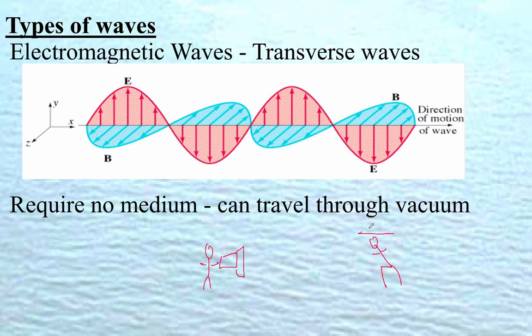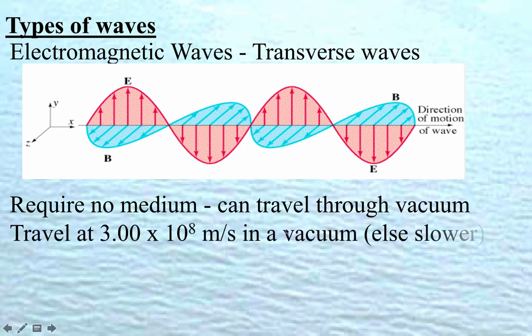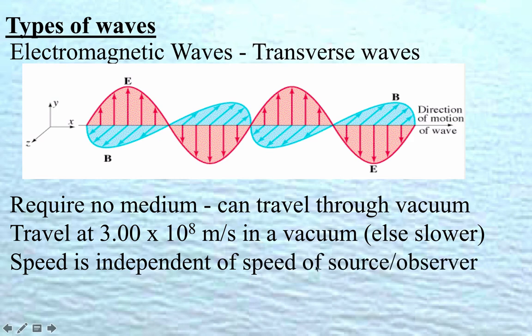If I run this way at some speed, do I actually see the light traveling at a speed other than the speed of light? If I run toward it, and if I run away from it, do I see a little bit less speed? This is something that Einstein actually talked about in special relativity. And the answer, paradoxically, is that no, it doesn't matter how fast I run toward the beam or away. I always see it going the speed of light. They travel at the speed of light. It's independent of the source or the observer.